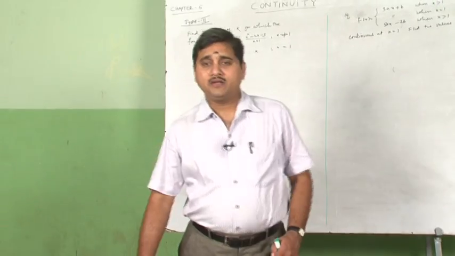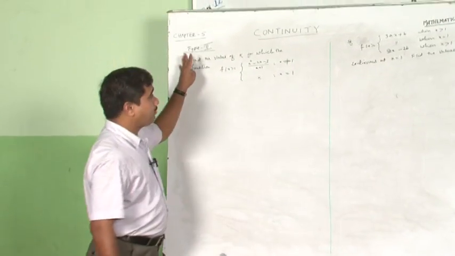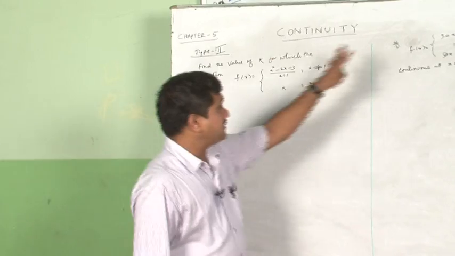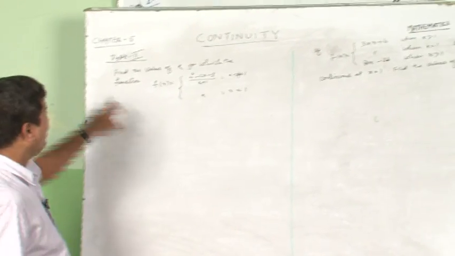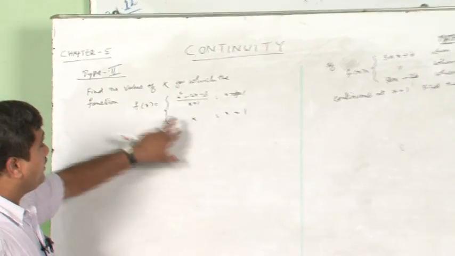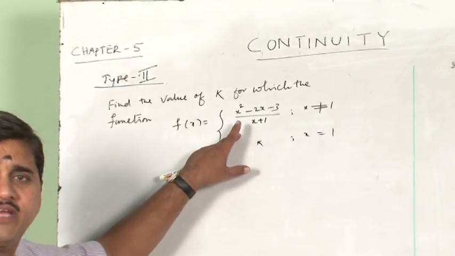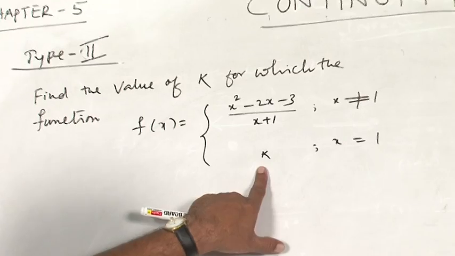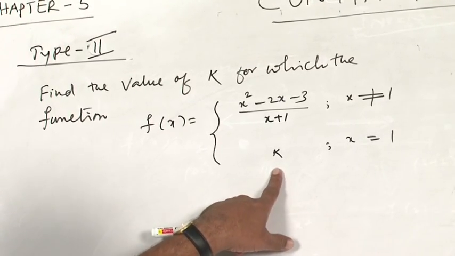Well, dear children, we have already learned 2 problems from type 1. Now we shall be concentrating on 2 problems of type 2. What exactly are we going to learn in type 2? This is a problem where the function is already declared to be continuous and we are trying to find out a value which is given as an arbitrary constant.